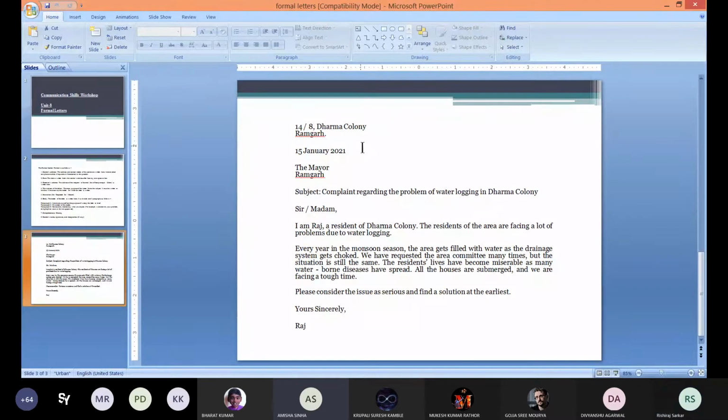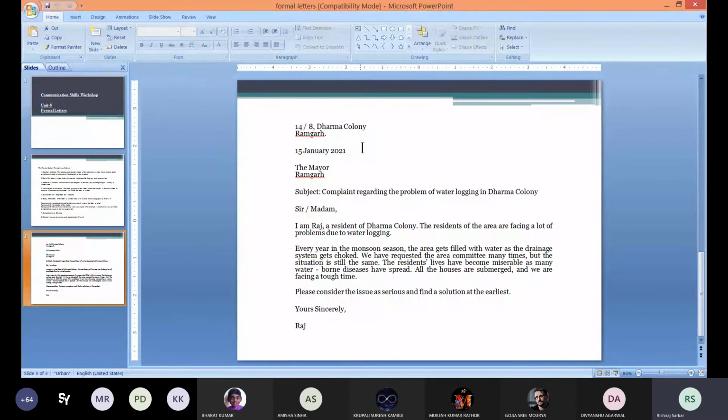When we sign it off, like yours sincerely, comma, if we want to give a signature, we give a signature and write the name after that, and that's it. Along with the name, if a designation is there, it will come below the name. If present, then you should also write your designation. Otherwise, like in this case, you will directly write your name, and that will be final.